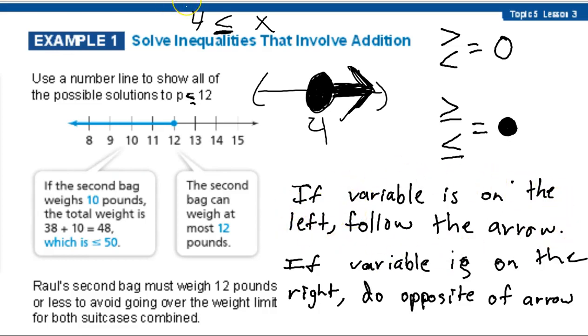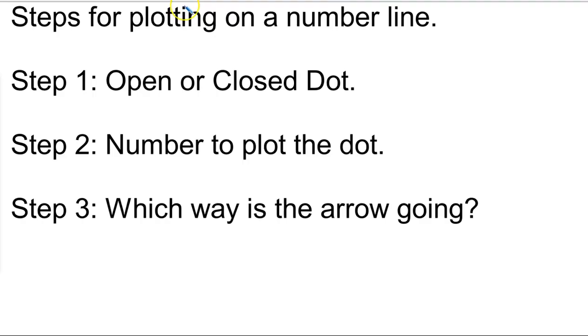Alright? So let's do some work on those. Actually, pause the video, write all of these down. Okay? Steps for plotting on a number line. Step 1, you need to find out whether it's an open or closed dot. That is very easy. You should be able to tell immediately.